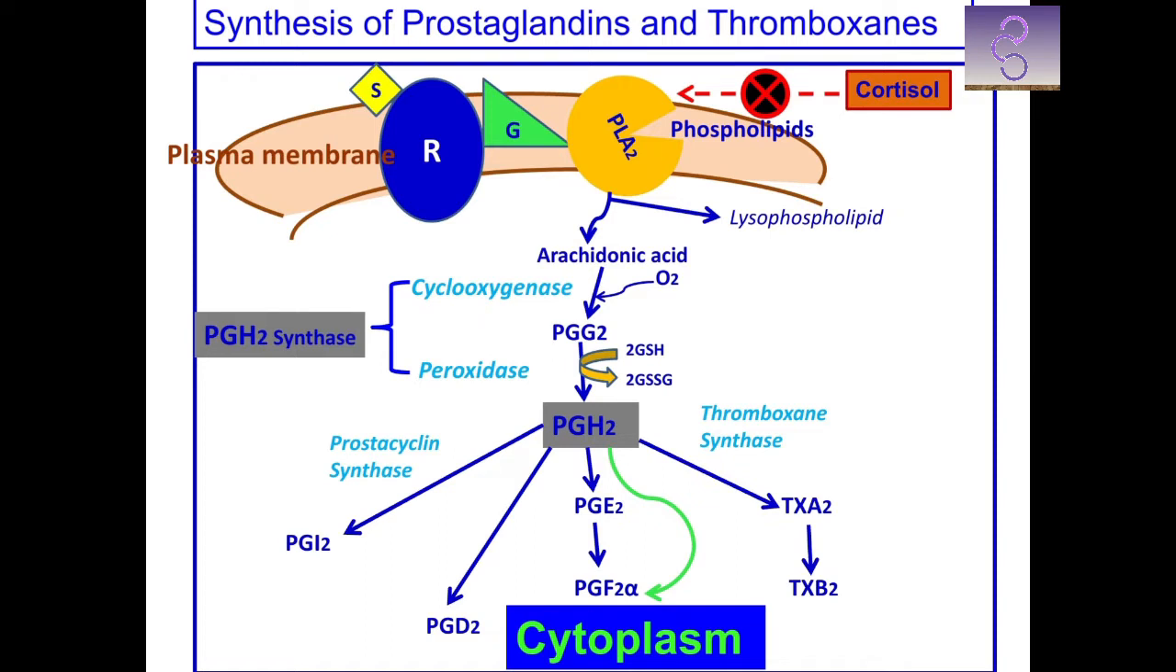Cortisol is considered a potent anti-inflammatory treatment because it inhibits the release of important pro-inflammatory molecules from the cell membrane. This pro-inflammatory molecule is the fatty acid arachidonic acid. Arachidonic acid is the precursor of three classes of molecules known collectively as the eicosanoids.